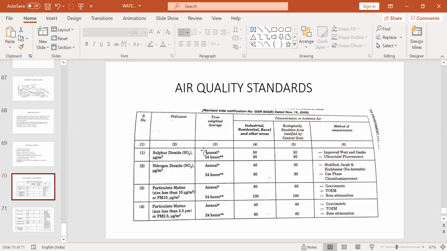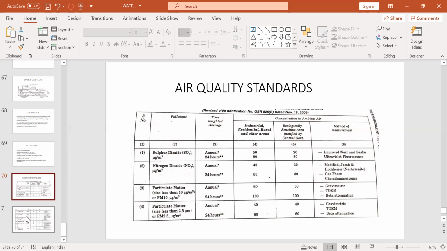Similarly, for nitrogen dioxide NO2, it is 40 annual, 24 hours is 80. So if we go by only the 24 hours statistics, then you have 80 for both industrial and ecologically sensitive areas. SPM, particulate matter, it is 100 for 24 hours. Then particulate matter of size less than 2.5 micron, so it is finer particulate matter. The finer one is the more serious problem causing pollutant because it enters the bronchioles of the lungs. So this is why the problem might start from here. So 60, 60. You can see the limit is being lowered from 100 to 60.